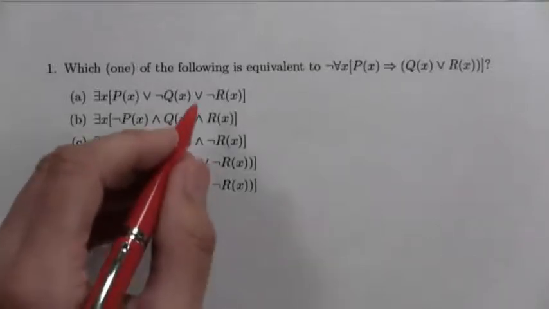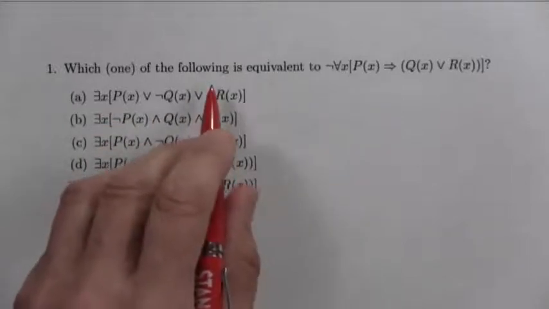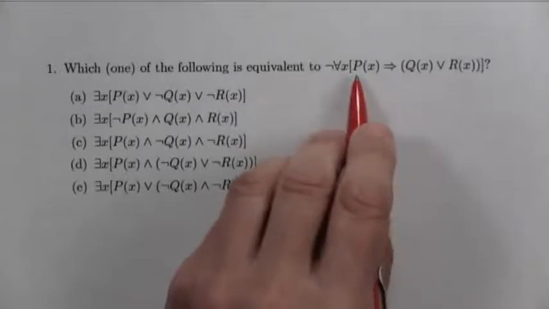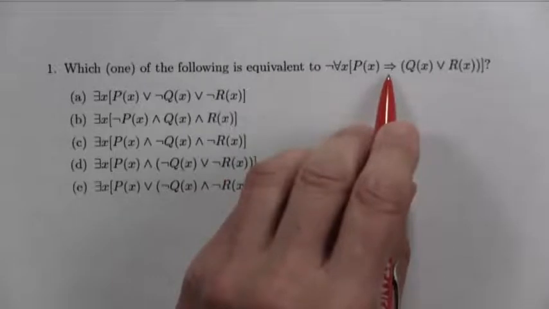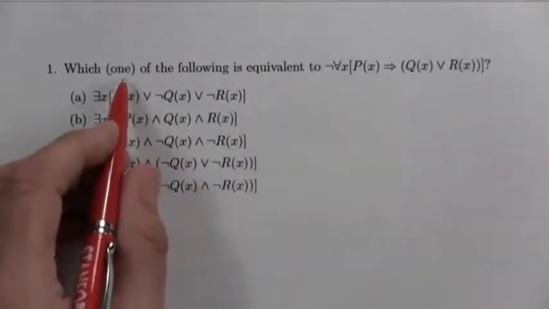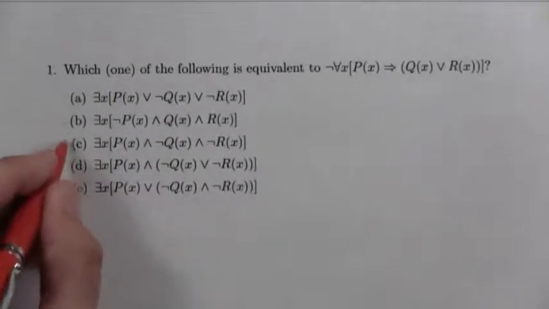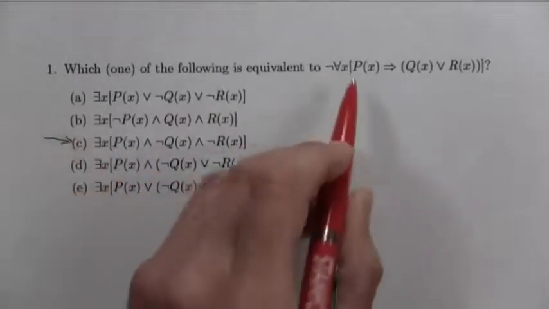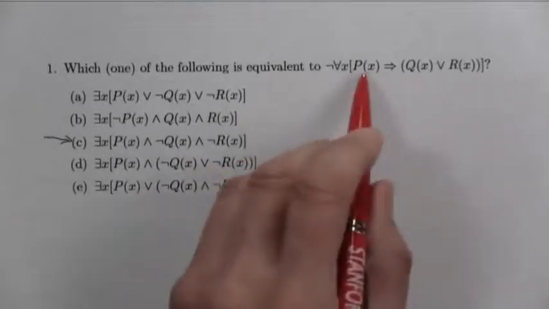Well, for question one on problem set four, we have to choose which one of the following is equivalent to this expression. Okay, we're negating a universally quantified statement in which there's a conditional. And we're told that there's only one of these answers correct. The correct answer, let me just jump to the correct answer and then see what's wrong with some of the others, is part C. The not for all becomes an exist, and the negation goes into this part.